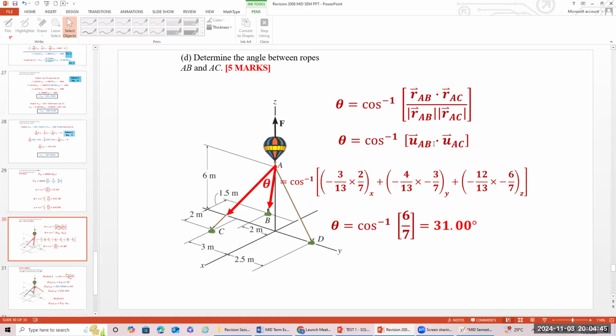The unit vector might be easier than the position vector because it already works out. You have the unit vector of AB, and you have the unit vector of AC, and once you take the cos inverse of it, you're using the formula. Everybody remember the formula that we're using here? You normally see it in this format.